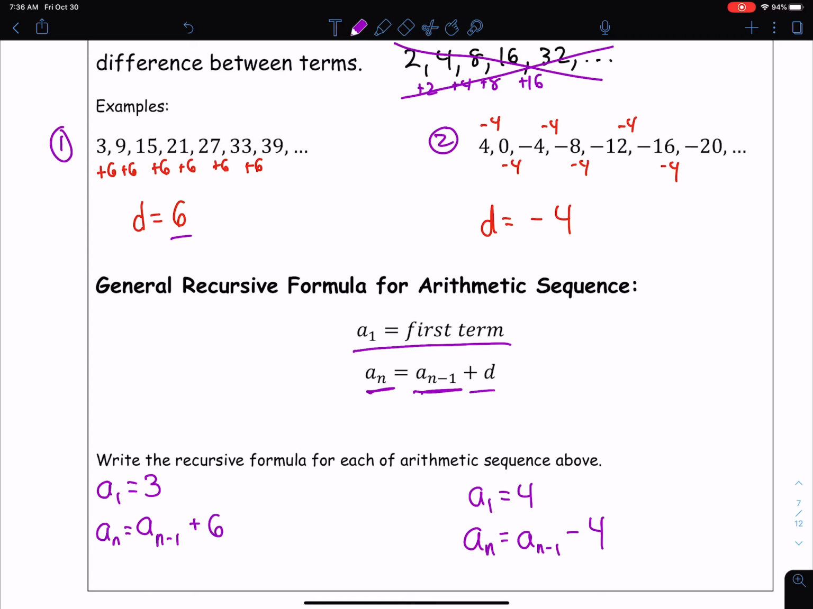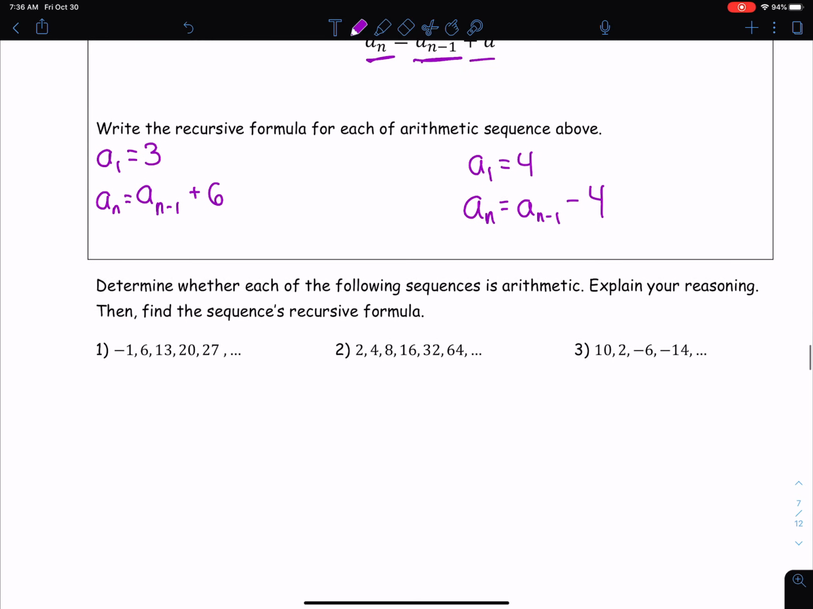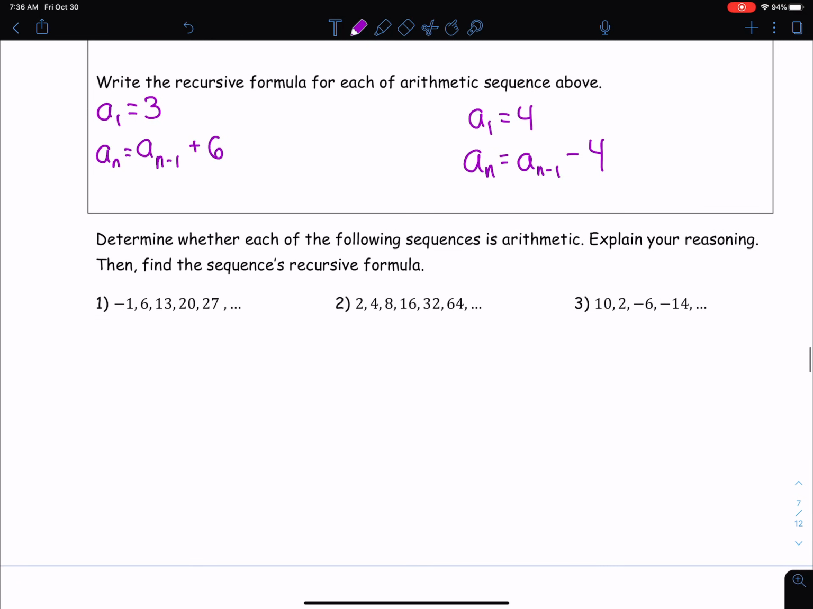So I want you guys, we'll do number 1 together, and then I'll have you guys do the rest. So determine whether each of the following sequences is arithmetic. Think arithmetic. What does that mean? Common difference. It has to have a common difference. Explain your reasoning if you think it's arithmetic or not. And then find the sequence's recursive formula.